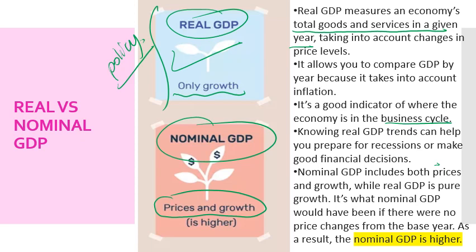I'm sorry. Nominal GDP includes both prices and growth, while real GDP is only pure growth. So it's what nominal GDP would have been if there were no price changes from the base year. And this is why, as we explained before, nominal GDP would be higher.